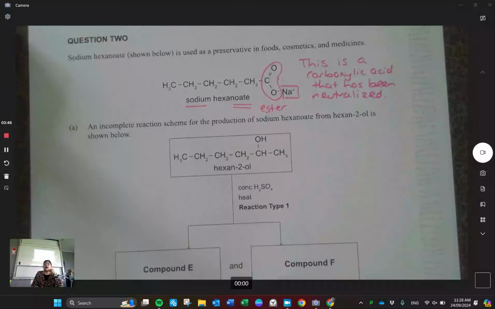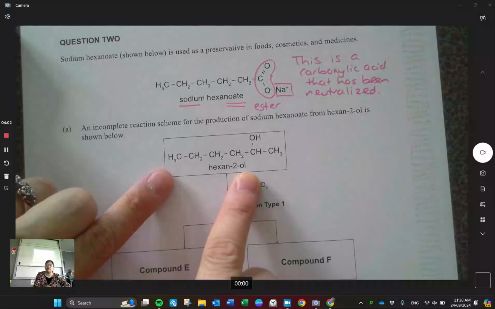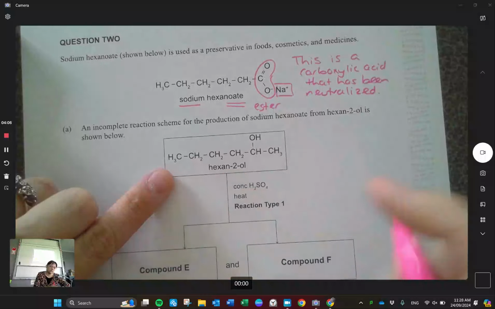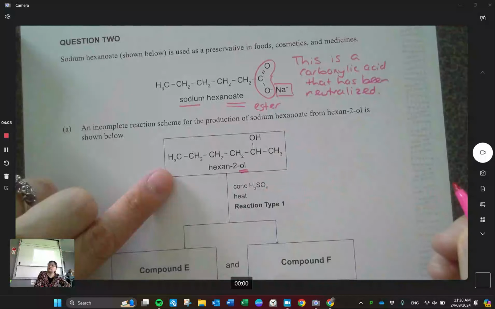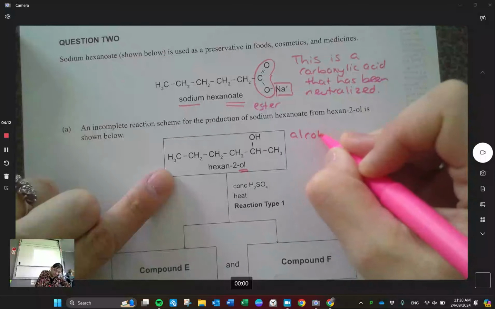Okay. I personally like to go through and annotate the whole question first, and then backtrack to think about what I must have in order to have the different reactions occurring. So first off, I see hexan-2-ol. What type of functional group is that one? What does the -ol ending mean? Alcohol. So I'm writing down that I have an alcohol here.